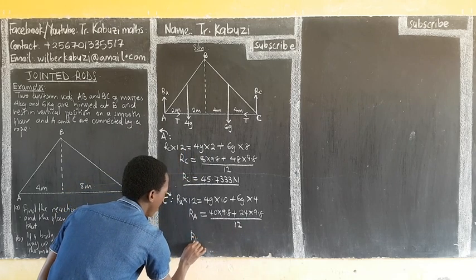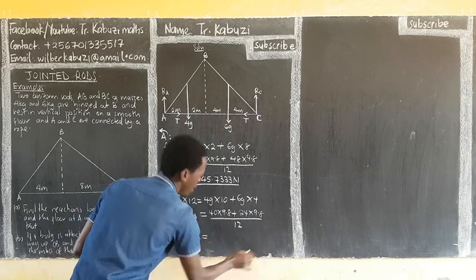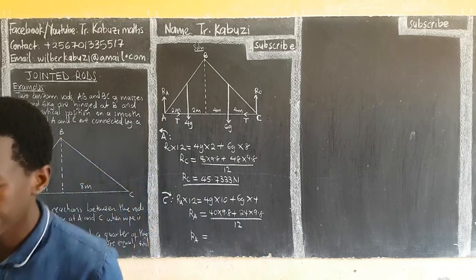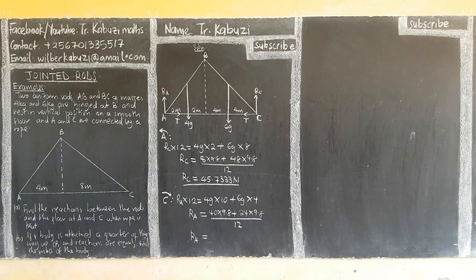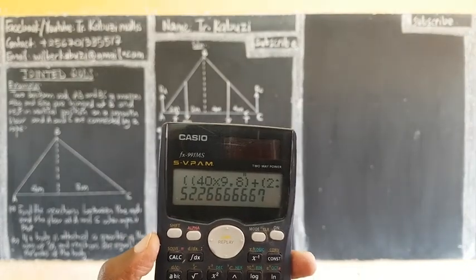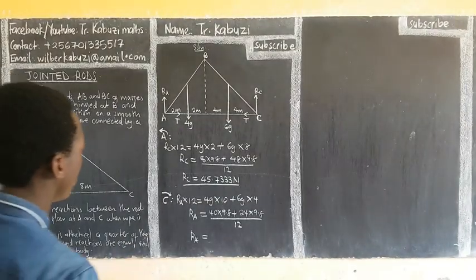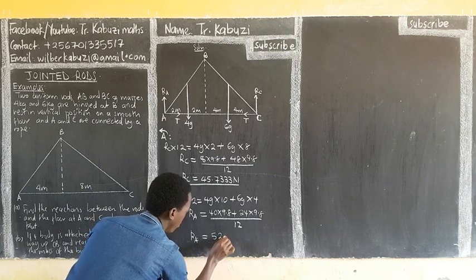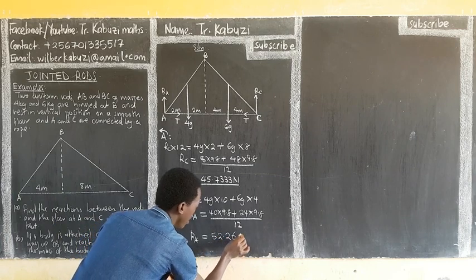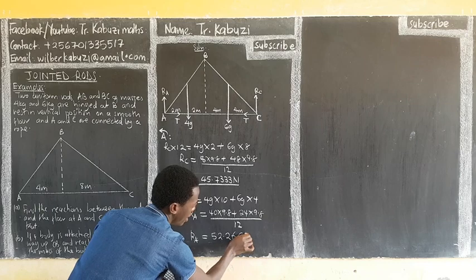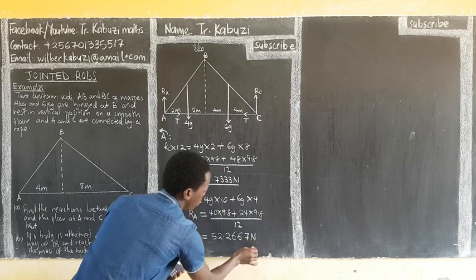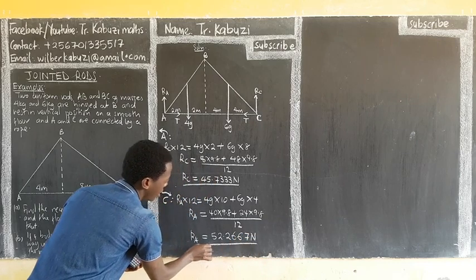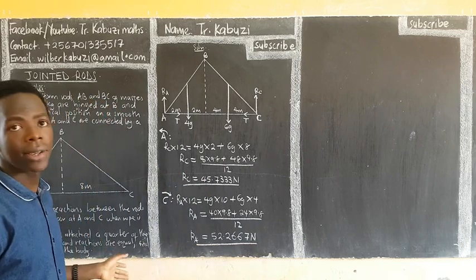And so my RA is going to be, you can see the force I'm getting. The reaction at A here is 52.267 newtons. So that's our reaction at A. Really easy, nothing to say.